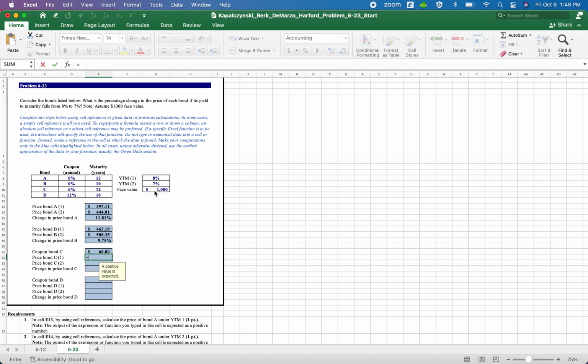Let's value bond C at the first interest rate. So negative present value. My first rate, right. N per is 12 for bond C. Payment is the one that you just calculated, and face value is 1,000. Okay, so you see how this is bond C. It has 12 years to maturity like bond A, but the value is higher because it has these coupon payments.